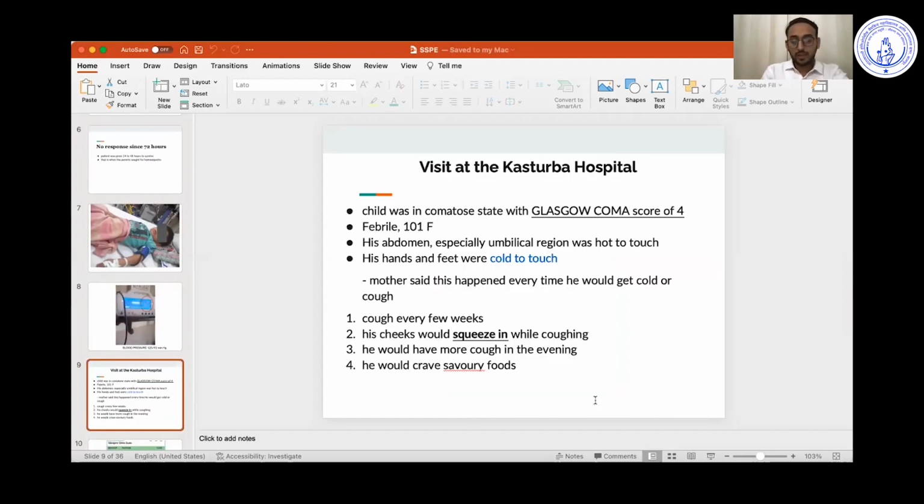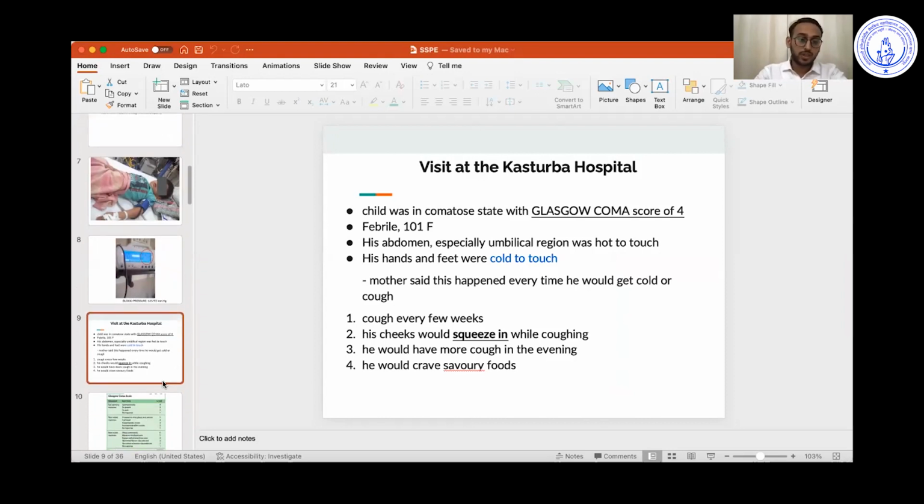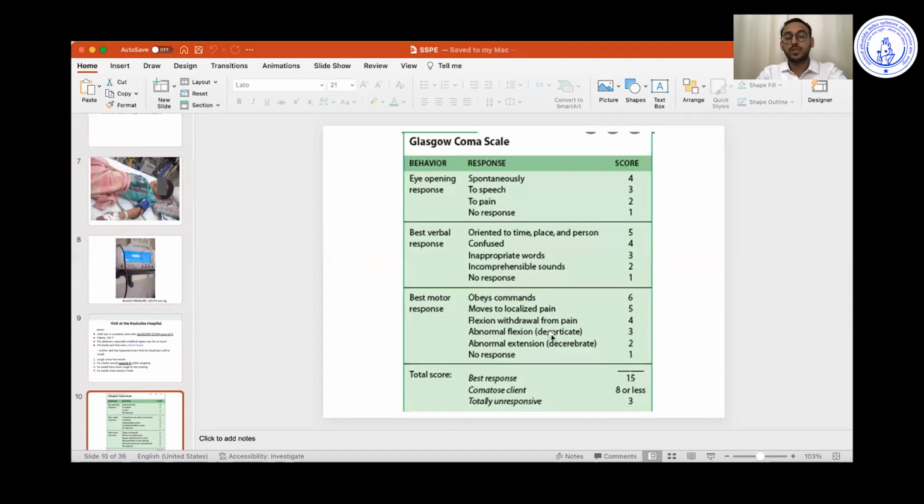Now, this was the time where we started examining the patient. As soon as we started the examination, we saw that the child is running a high grade fever of roughly around 101 Fahrenheit. And his Glasgow coma scale was 4. Generally, it should be 15 to see a best response.